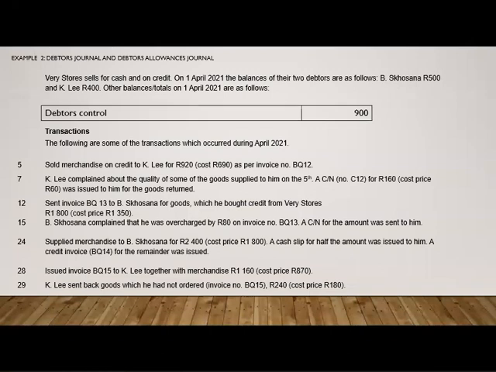On the 12th, we sent invoice BQ13 to Biscosana for goods which he bought on credit from various stores. The selling price of those goods is 1,800 and the cost price is 1,320. This will be recorded the same way we recorded the transaction that happened on the 5th. It will go straight to our debtors journal.